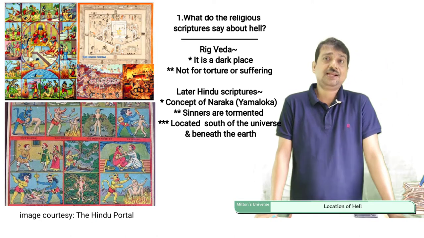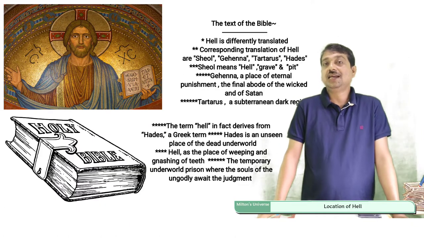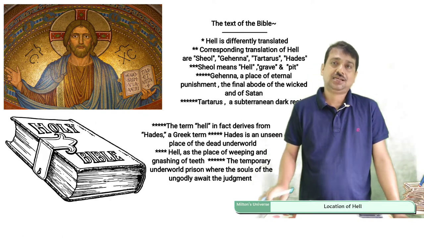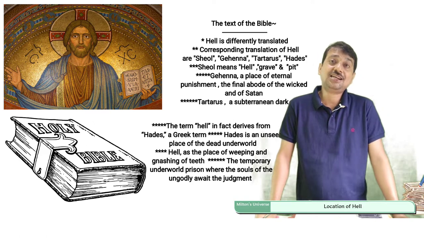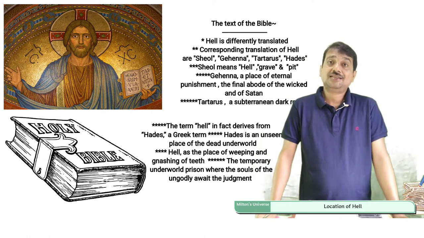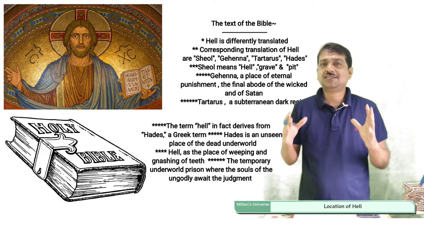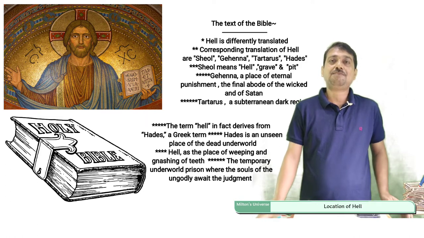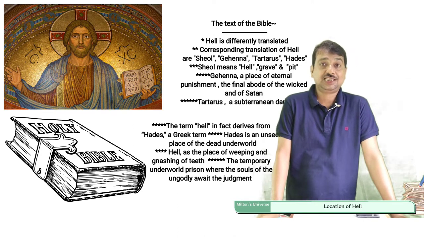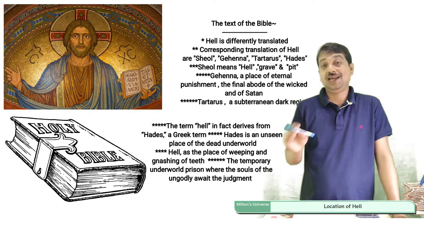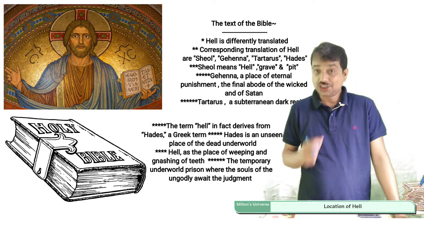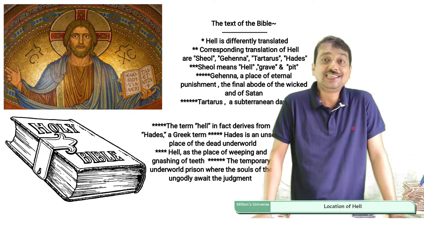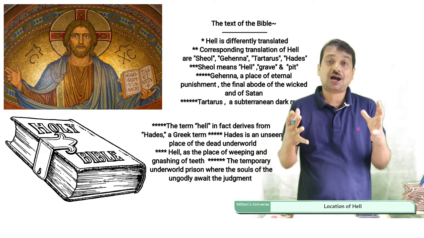Now, in the text of the Bible, the word hell is differently translated. In the King James Bible, in the Old Testament, the term Sheol is translated as hell at times. And it is also translated as the grave and the pit. Modern Bible translations typically render Sheol as the grave, the pit, or death. Hell as the place of weeping and gnashing of teeth is not mentioned in the Old Testament. The term hell, in fact, derives from Hades, which is a Greek term that appears only 10 times in the New Testament. So, Hades is an unseen place, the place of the dead, the underworld.